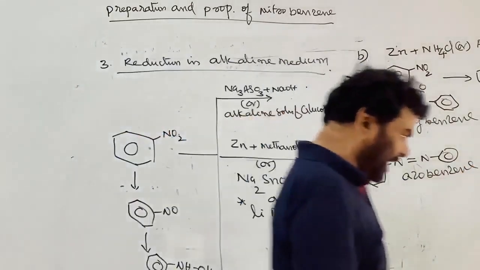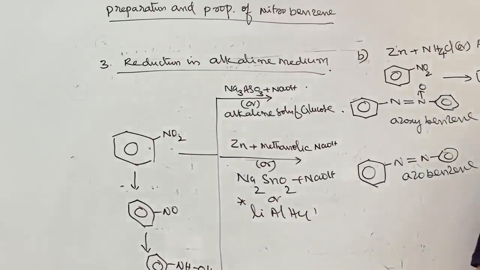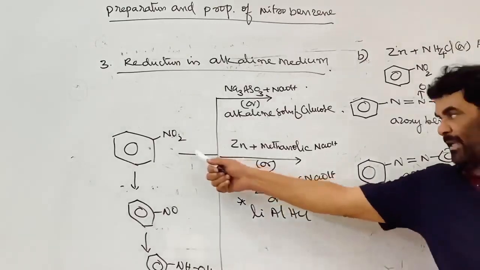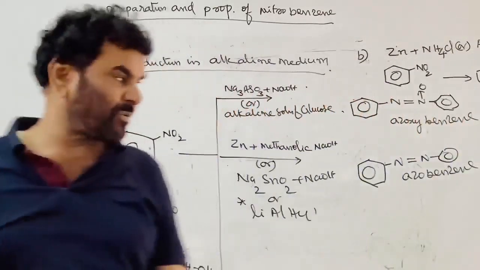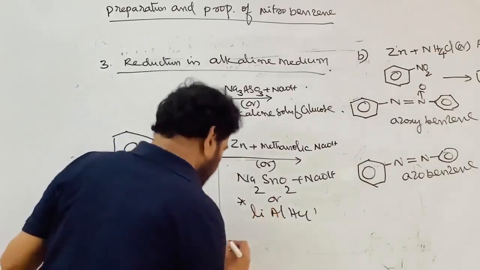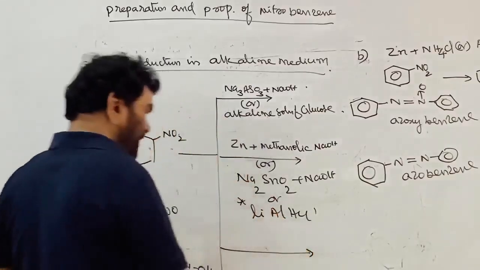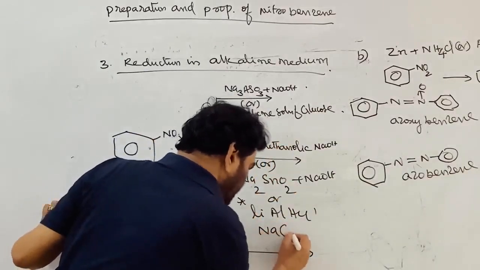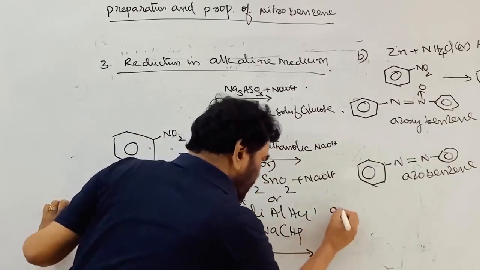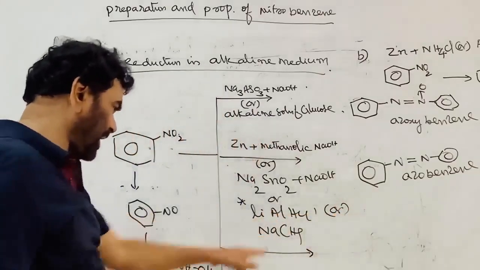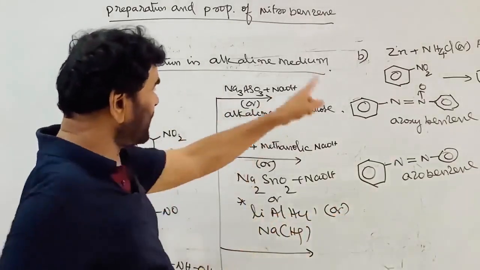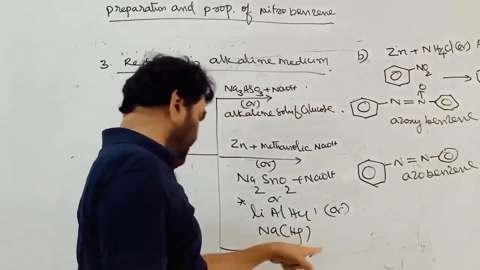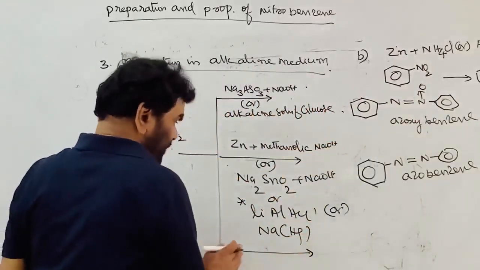Normally with lithium aluminium hydride, aliphatic nitro compounds are reduced to the primary amine, whereas aromatic nitro compounds are converted into the azo compounds, azobenzene. Same thing if you treat with sodium amalgam. So that is converted into this form.